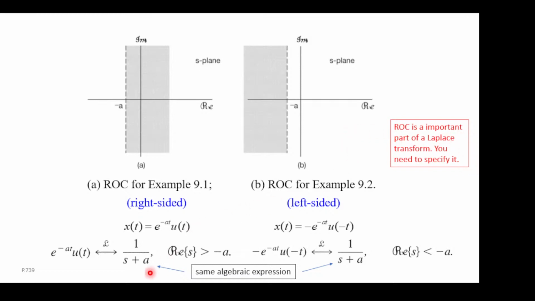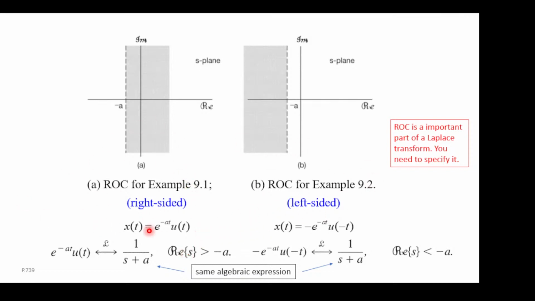So sometimes you will get some algebraic expression, but if you pick different ROCs, you are actually corresponding to the Laplace transforms of two different signals in the time domain. Here are the two examples that we like most in chapter 9.